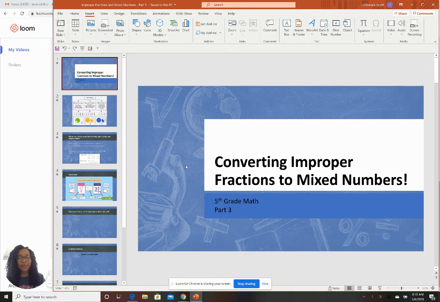So you've been working with Miss Carter for the past 2 days, Monday and Wednesday. You learned improper fractions and mixed numbers. You did some converting from mixed to improper. So today we're going to flip that around and do some converting from improper fractions to mixed numbers. So this is part 3 of our mixed numbers and improper fractions. So let's get started.